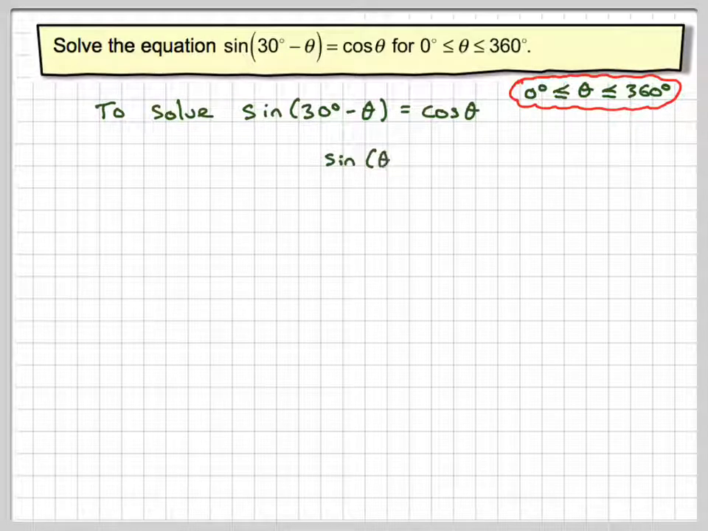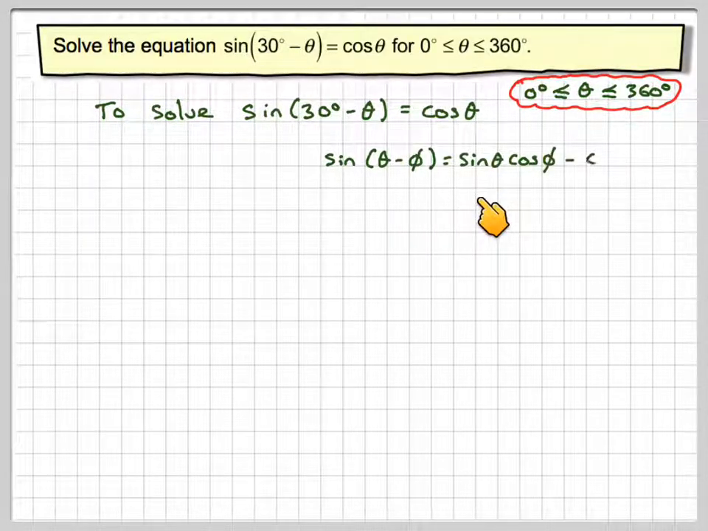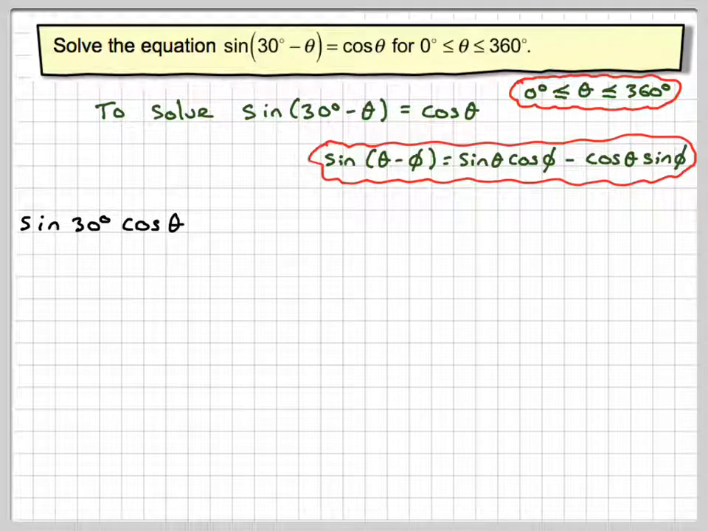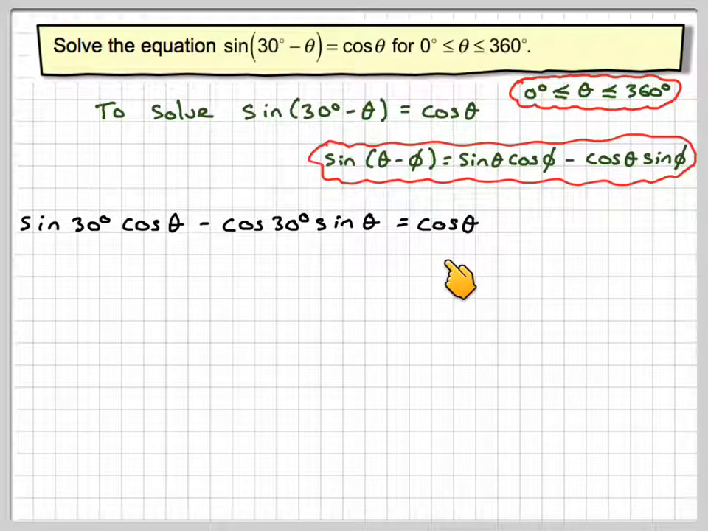So the compound formula is sine (theta minus phi) is equal to sine theta cos phi minus cos theta sine phi, with theta being equivalent to 30 and phi being equivalent to theta. So rewriting that, we get sine 30 cos theta minus cos 30 sine theta is equal to cos theta.